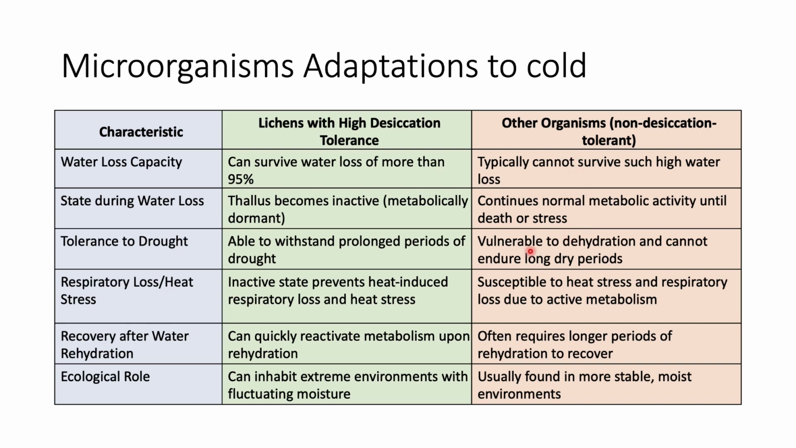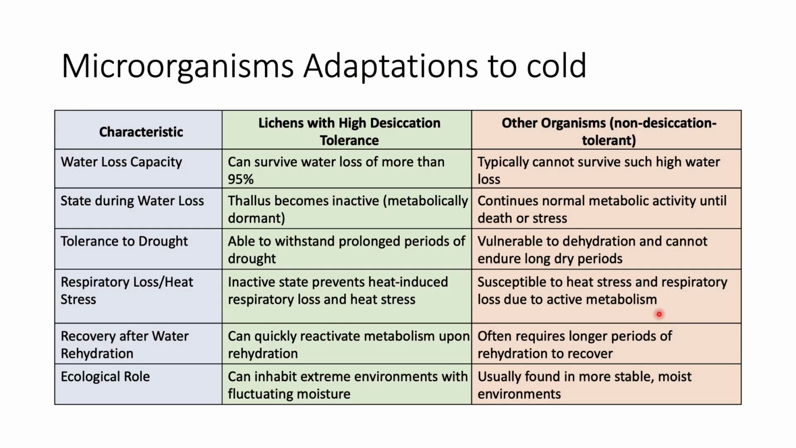And these other organisms are vulnerable to dehydration and cannot endure long dry periods. They are also susceptible to heat stress and respiratory loss due to active metabolism, because they do not stop their metabolism, whereas lichens can stop their metabolism. And the other organisms often require longer periods of rehydration to recover, and they are usually found in more stable moist environments. So this is how lichens survive very effectively in the Arctic winter, whereas other species cannot.